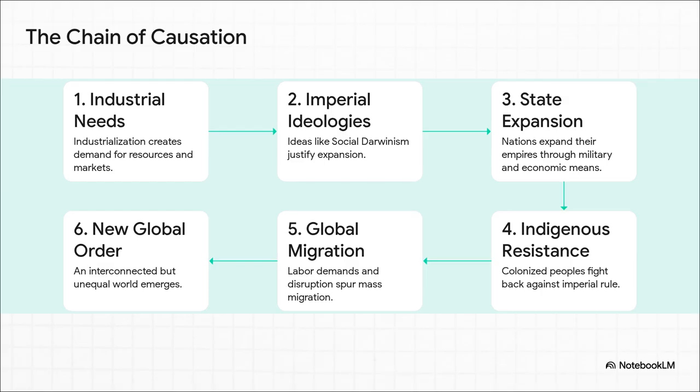First, industrialization creates the need for resources and markets. Second, ideologies like social Darwinism pop up to justify going out and getting them. Third, states use their military and economic power to expand. Fourth, the people being colonized fight back in a variety of ways. Fifth, this whole process causes massive shifts in global migration. And the final result? A new, deeply interconnected, but also profoundly unequal global order is born.